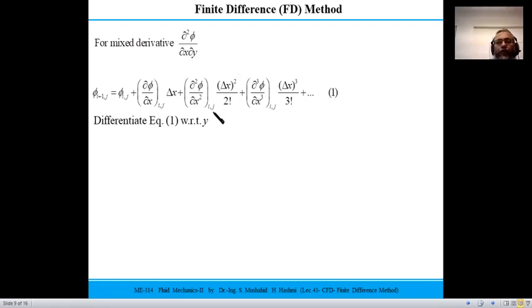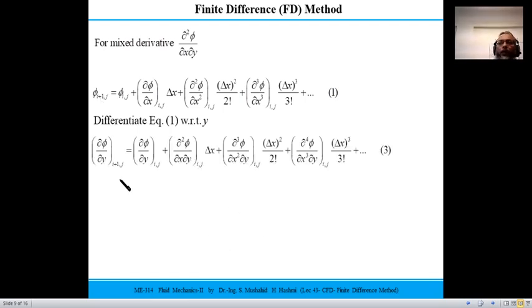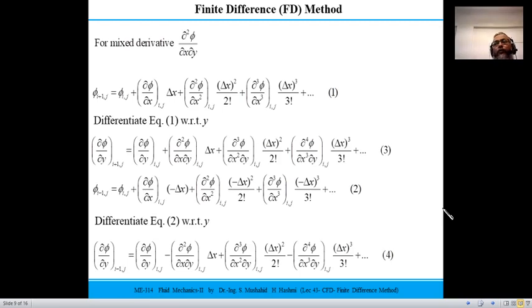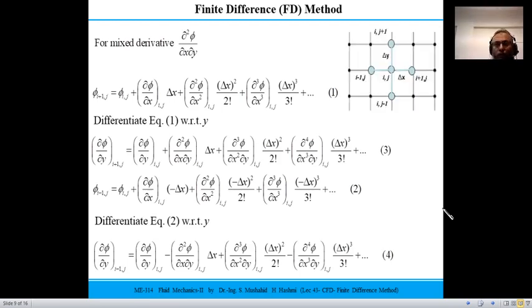Here I need to differentiate equation 1 with respect to y. So I have differentiated here with respect to y, and I got equation number 3. Here del phi ij with respect to x is differentiated with respect to y, and the del x square term is also differentiated with respect to y. So I have just differentiated equation 1 with respect to y. Now I have to do the same for equation number 2. I differentiate it again with respect to y and I get equation number 4. So I have the forward point and backward point in x, and the forward point and backward point in y too.